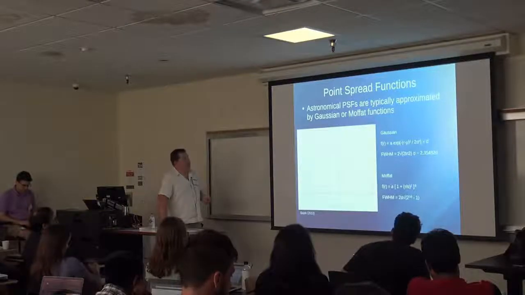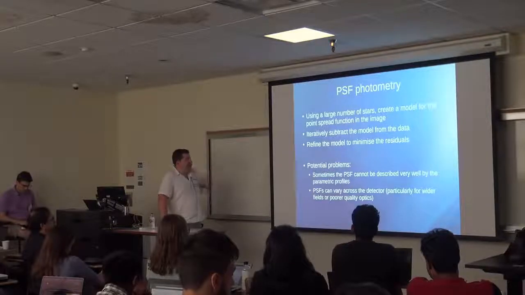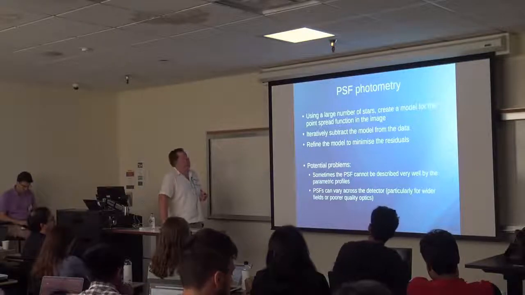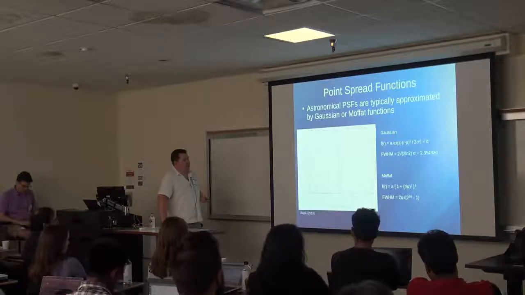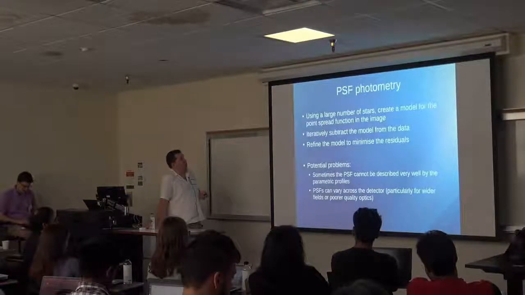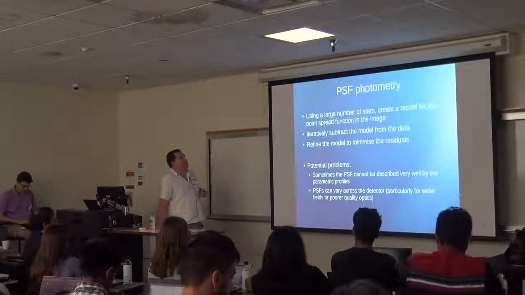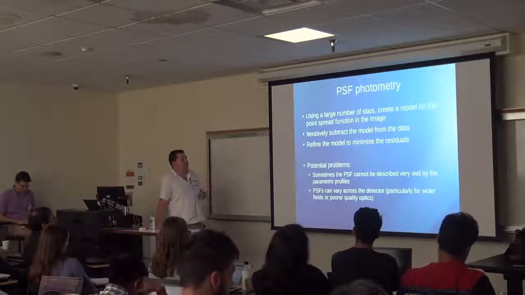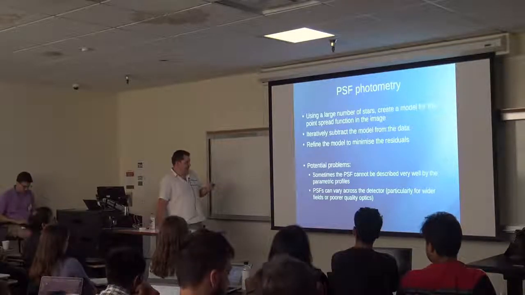Essentially we can fit these models to the stars in our field. For PSF photometry, the process is that we use a number of stars over the field to create a model for the point spread function in that particular image. These models, be it a Gaussian or a Moffat or something else, are parameterized in a certain way. You fit your model using the brightest stars in the field, and you have an iterative process where you subtract the model from the data, you refine the model to minimize the residuals, and you cycle through until you get the best fit to the profiles across your entire image.